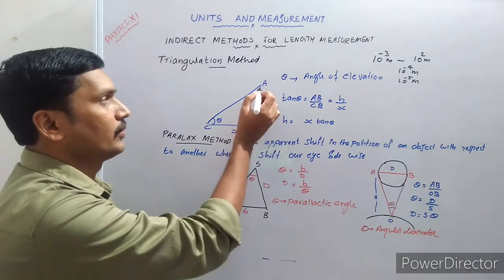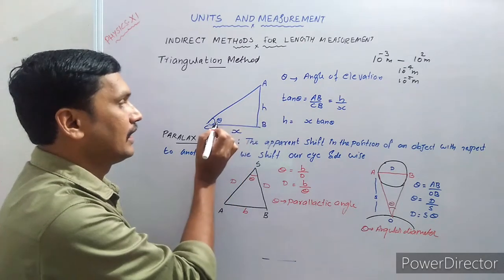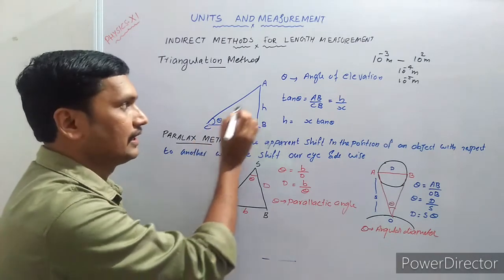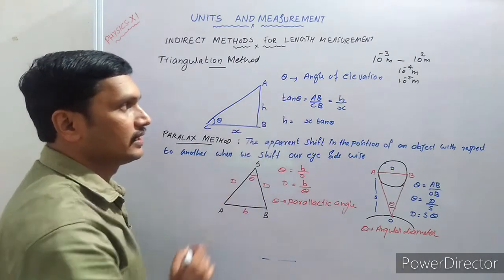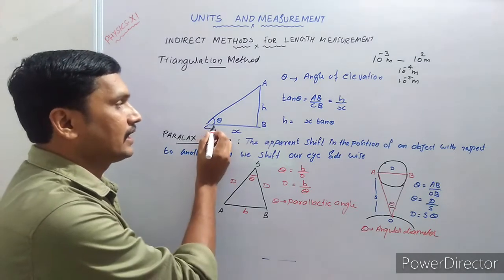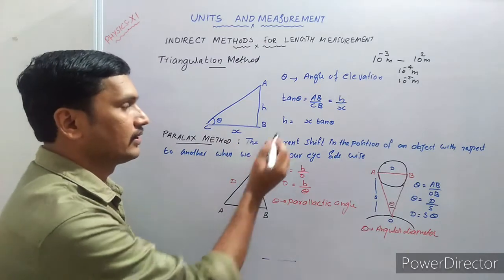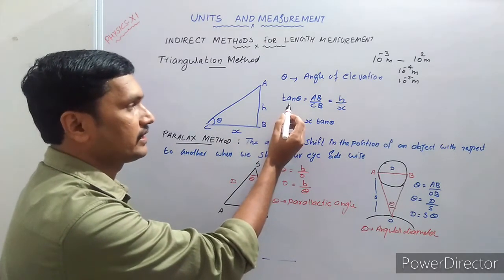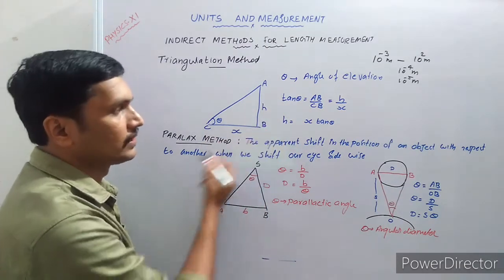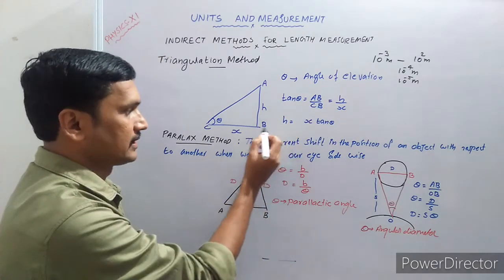And we are observing the angle made by the point A at the point C. We are measuring that angle. Let that angle be theta. It is known as the angle of elevation. After getting the angle theta, by using the trigonometric relations, we can write tan theta is equal to the opposite side by the adjacent side. Tan theta is equal to AB by CB.